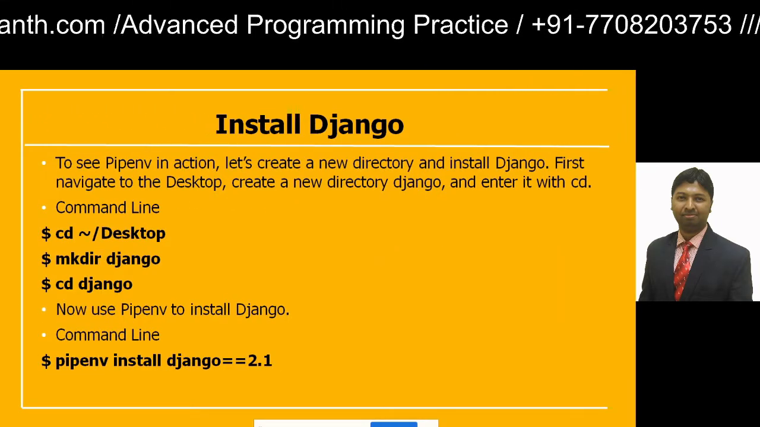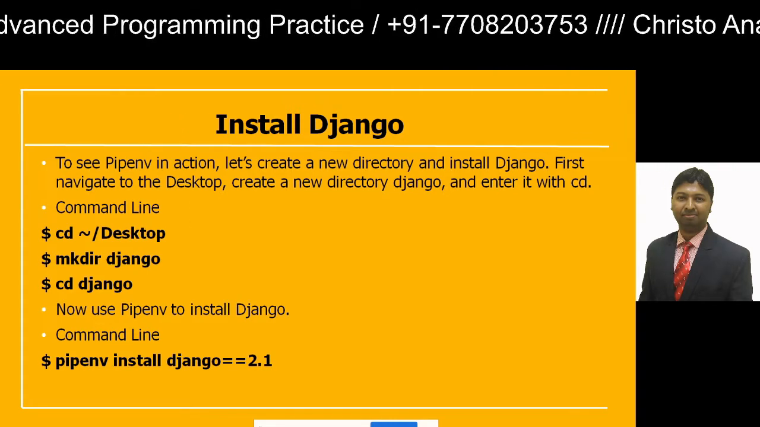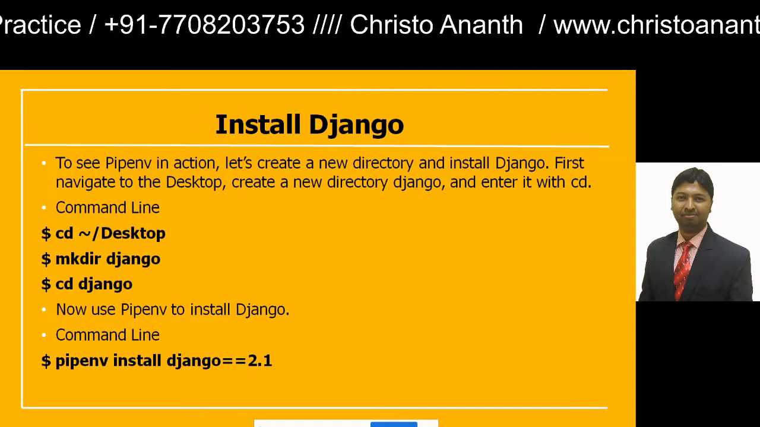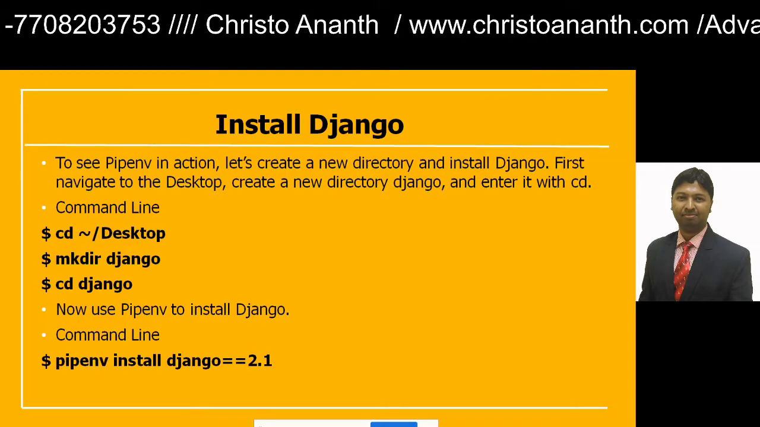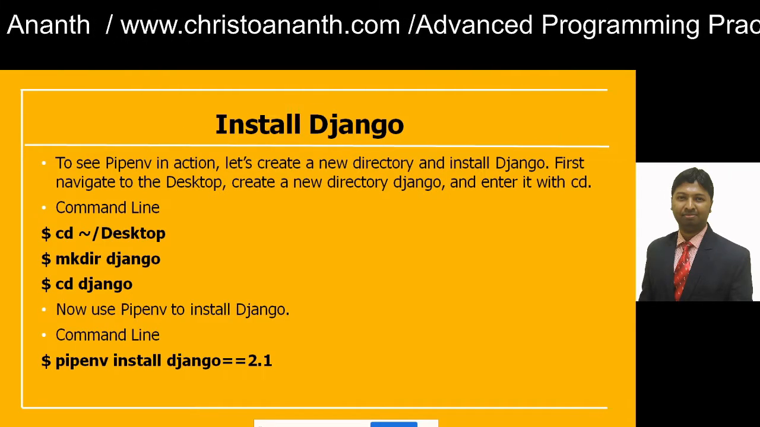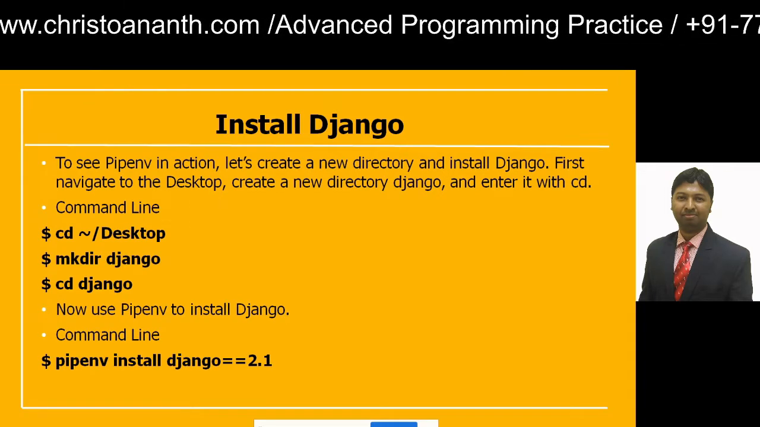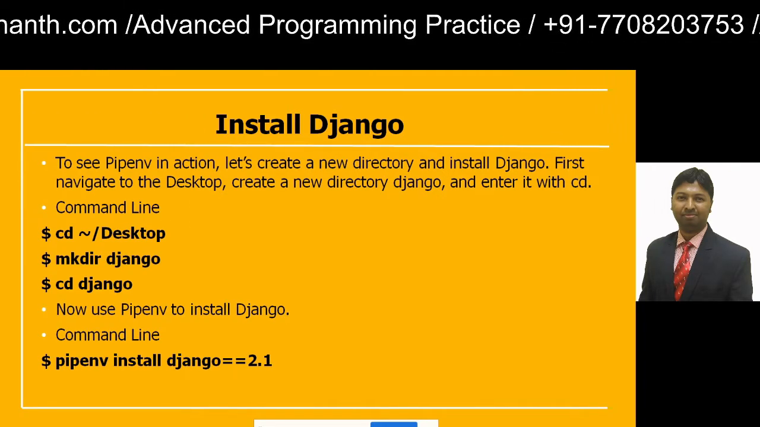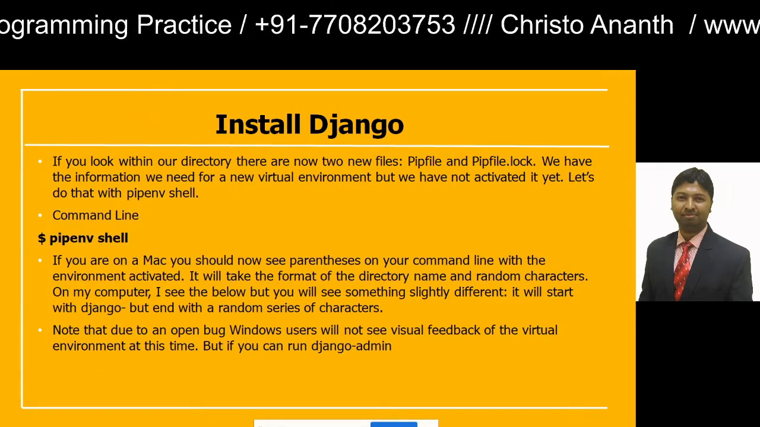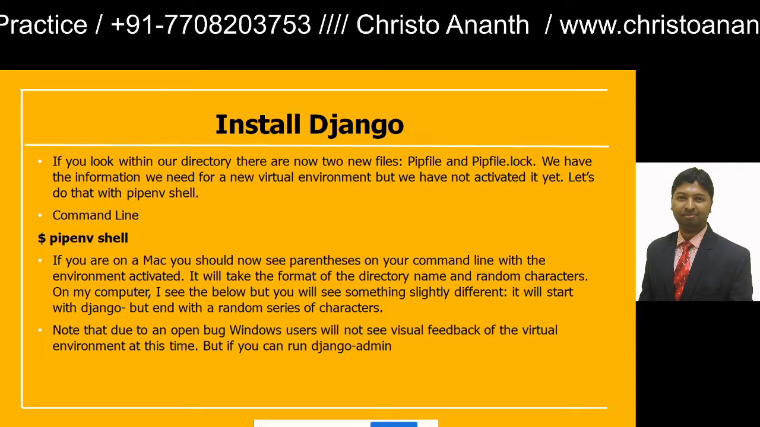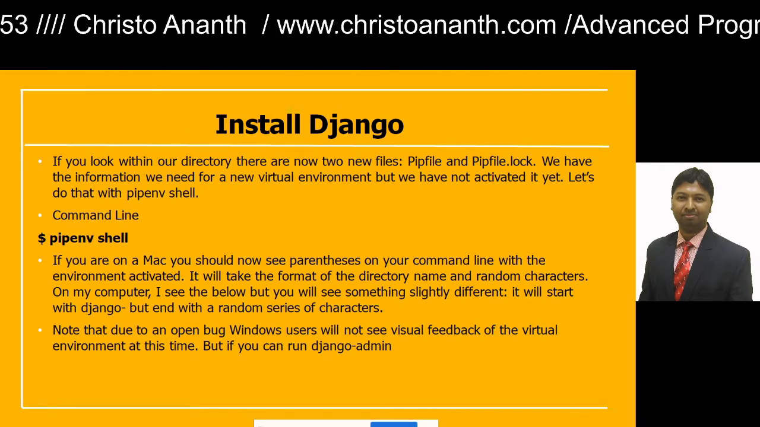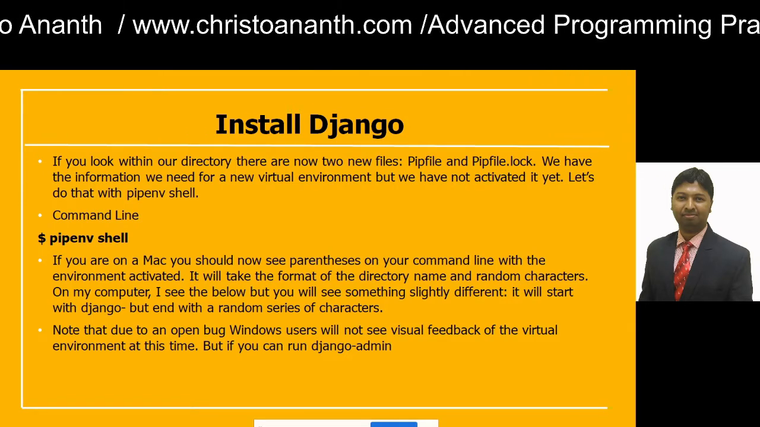And in order to see whether pipenv works correctly, you go with $ cd Desktop, and then you go with mkdir django, and then cd into the django directory, and then make sure you use pipenv to install Django. In the command line prompt you go with pipenv install django==2.1, and then in the shell command we have the two files, Pipfile and Pipfile.lock. Make sure it is being activated, so you go with $ pipenv shell.